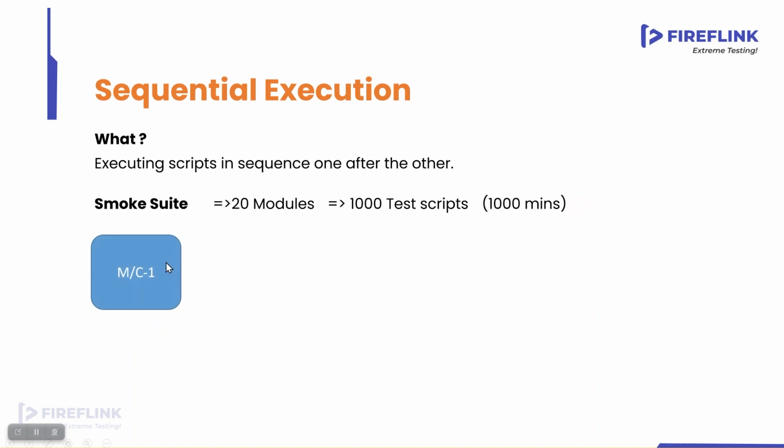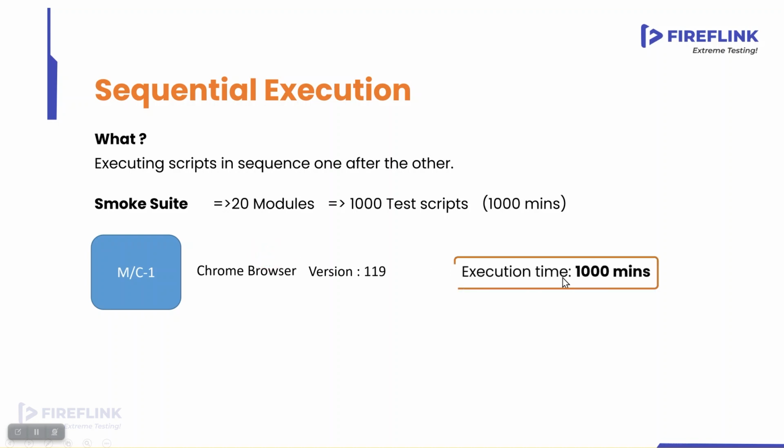Now I have machine one. In that machine, I have the Chrome browser, with version 119. I want to trigger this smoke suite execution on machine number 1, in the Chrome browser, version 119. What happens when I trigger the execution of this smoke suite? All the 1000 scripts will execute, and the execution time taken is 1000 minutes, as we discussed already.